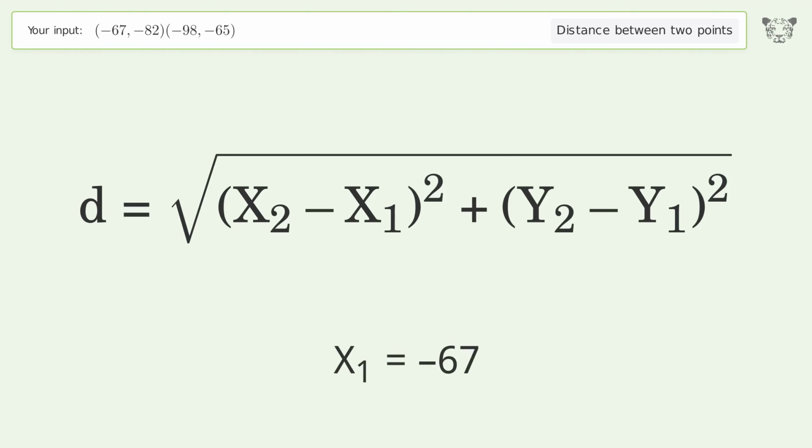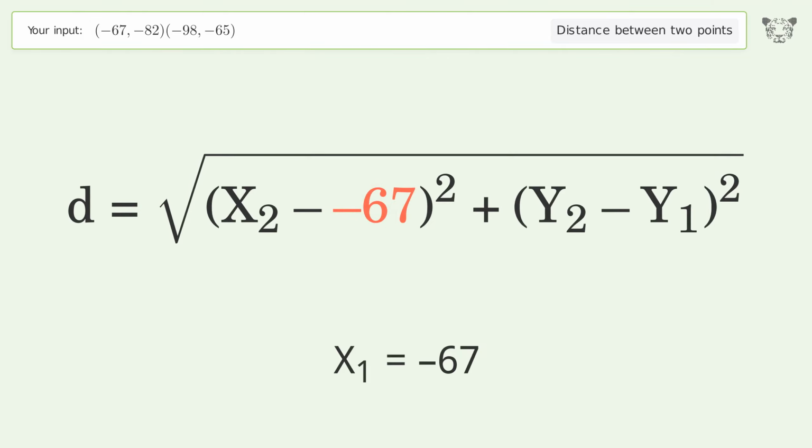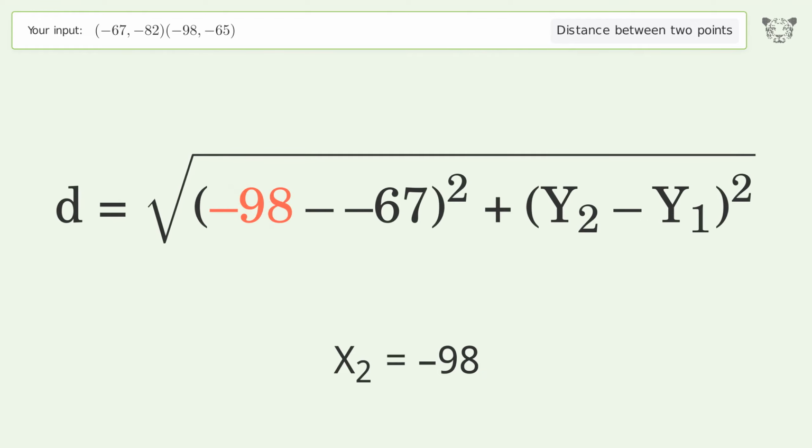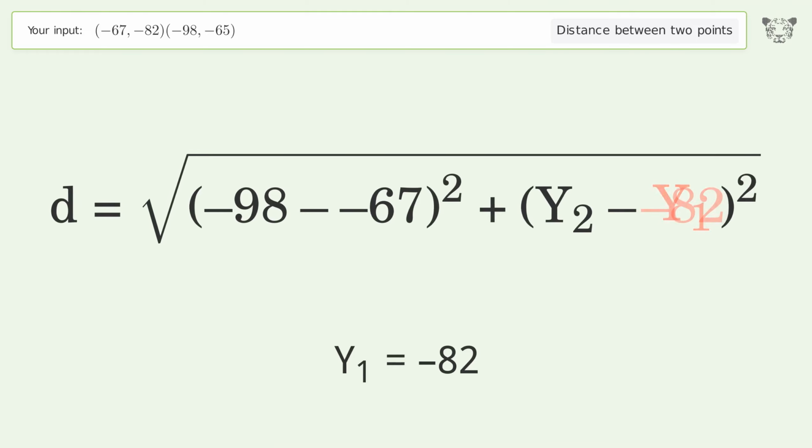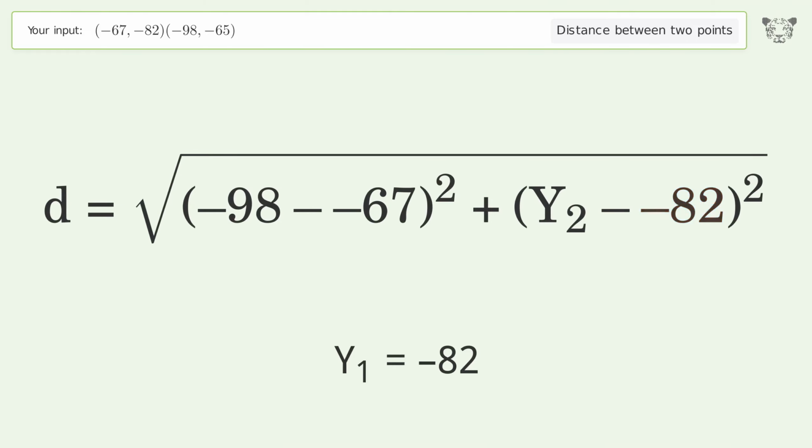x1 equals -67. x2 equals -98. y1 equals -82. y2 equals -65.